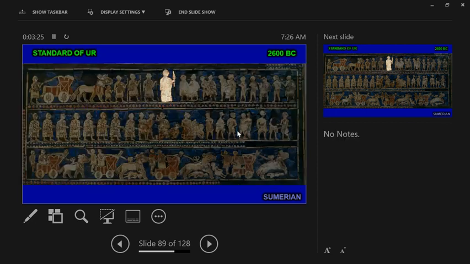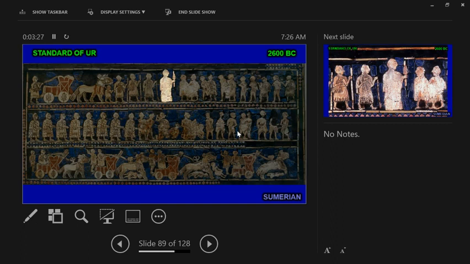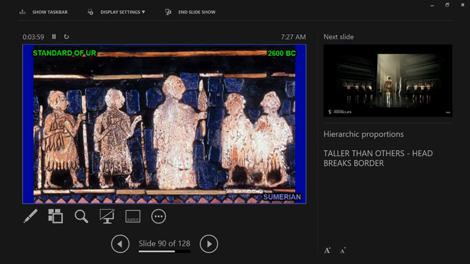And then I want you to look at this guy right here. What's different about him? Yes, he's taller. He's so tall that he breaks outside the barrier of the whole scene. If this was a comic book, this would be a black line around the scene, and he would be on the outside of it. He is taller than everybody else. Why is he taller than everybody else? He's more important. That is correct. And that term is called hierarchical proportion. We will get to it in just a minute.